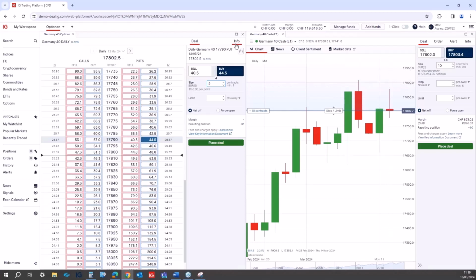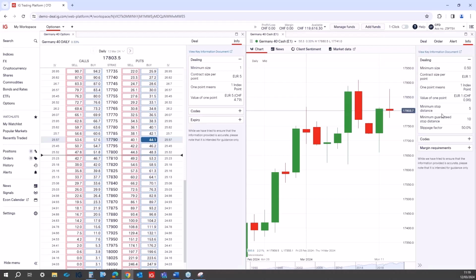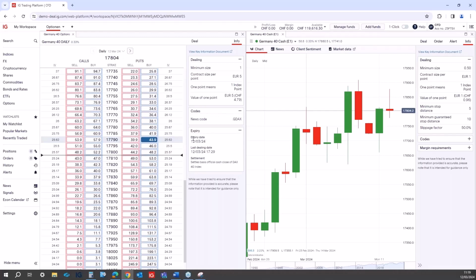Maybe a very quick one here in the info sheet. It's always a very important and good button. You always see here what your contract size per point is, so you also know your multiplier when defining how many options you need for hedging purposes. On the option side, maybe lastly, you always have your code here, and under expiry, you also see the last dealing date, when the expiry is. In this case, of course, it's a daily one, so it's going to be today.